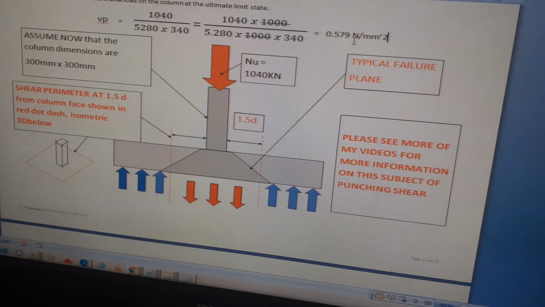So the punch and shear stress at 1.5 times D is equal to 0.579 newtons per millimeter squared. So that really concludes this entire question. That's a series of four videos. This really got me more interested in doing punch and shear design.